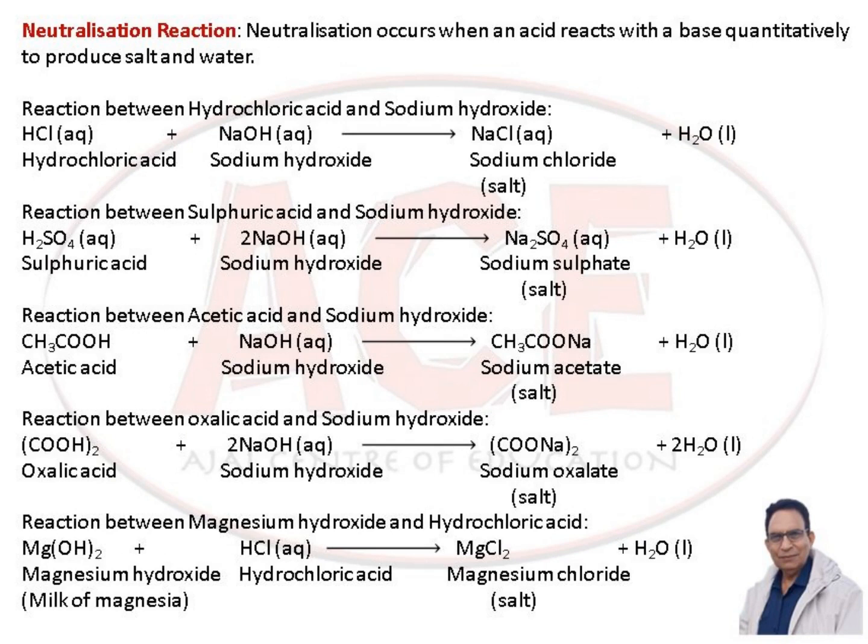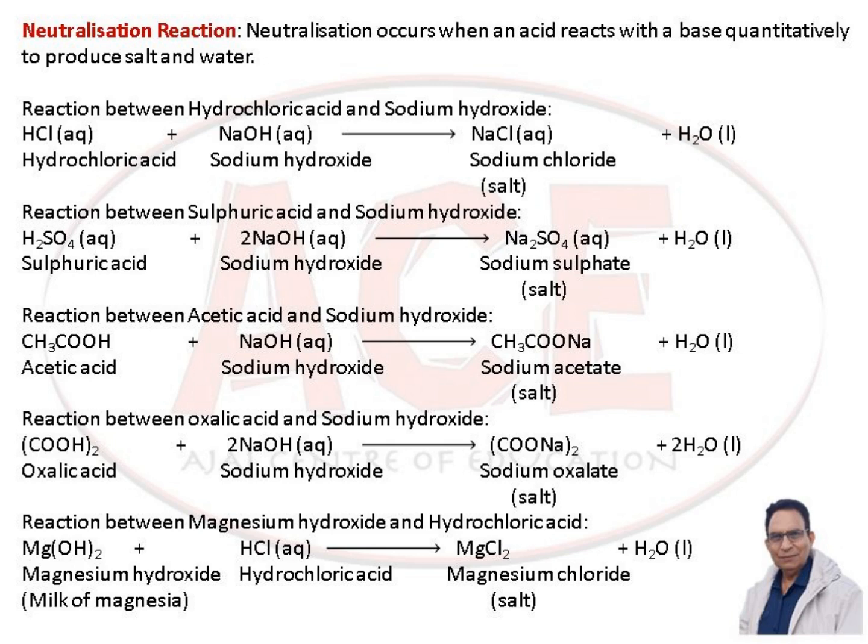Neutralization reaction. Neutralization occurs when an acid reacts with a base quantitatively to produce salt and water. Example, reaction between hydrochloric acid and sodium hydroxide. HCl, hydrochloric acid, reacting with sodium hydroxide, NaOH, gives NaCl, sodium chloride, plus water. NaCl here is salt. Another reaction between sulfuric acid and sodium hydroxide. H2SO4, sulfuric acid, reacting with NaOH, sodium hydroxide, gives sodium sulfate as salt plus water.